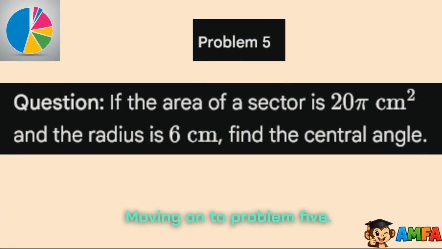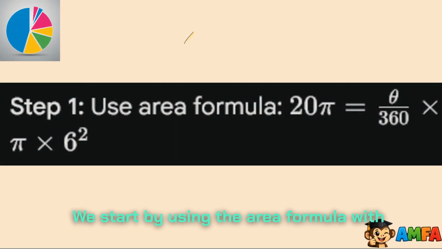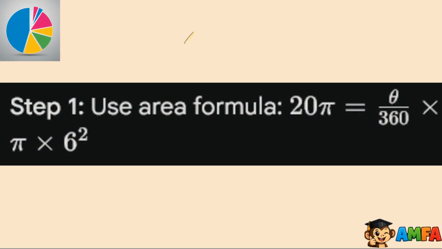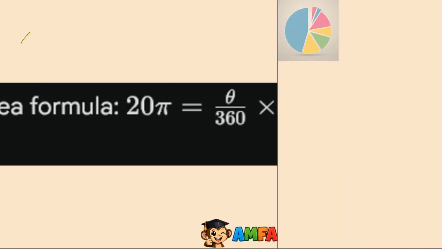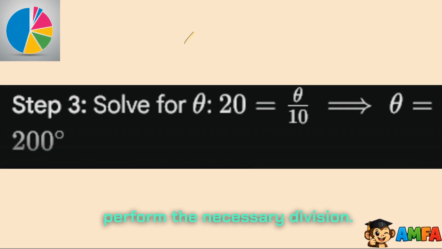Moving on to problem 5, we need to find the central angle given the area and the radius. We start by using the area formula with the given values for area and radius. We then simplify the equation to isolate the central angle. Solving for the angle, we perform the necessary division. This calculation reveals that the central angle is 200 degrees.